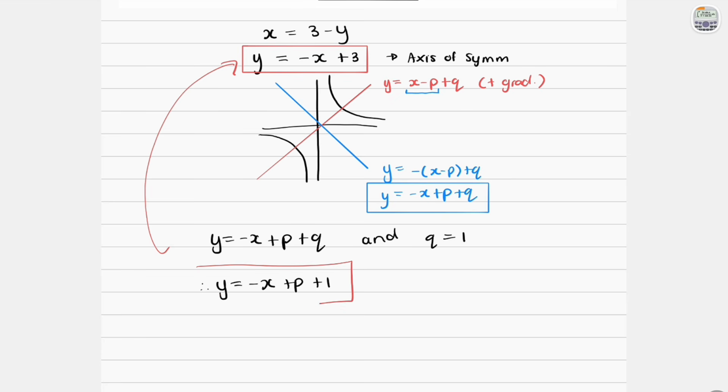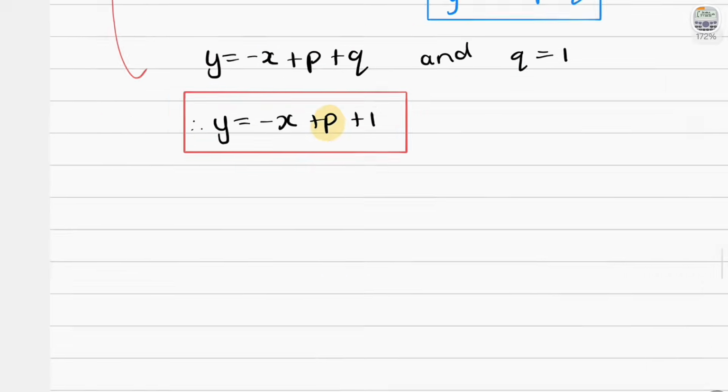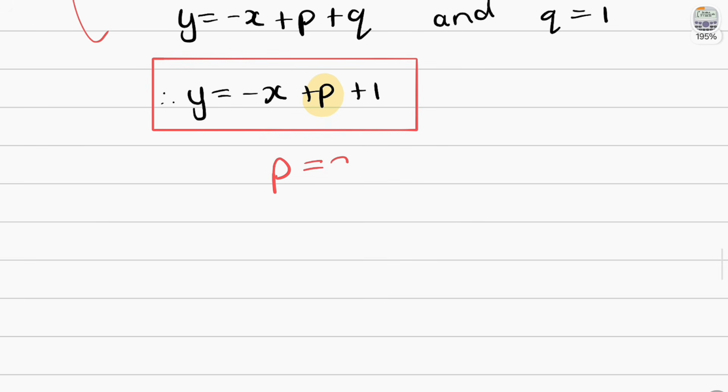Okay, so what did you do to get it to look like that? What should p be for us to get this? P should clearly be equal to 2, because you'd say negative x plus 2 plus 1, and then 2 plus 1 give you 3. And that's how we would get that 3 over there. So p is simply equal to 2.